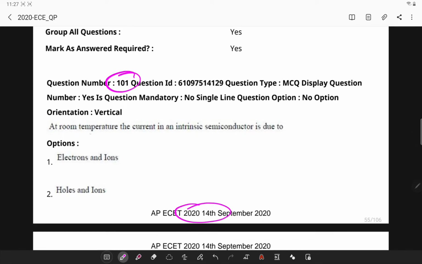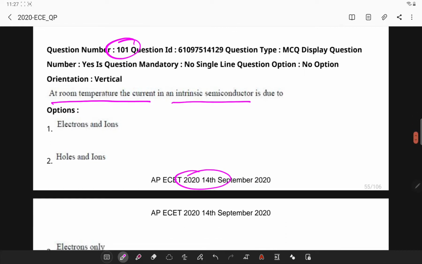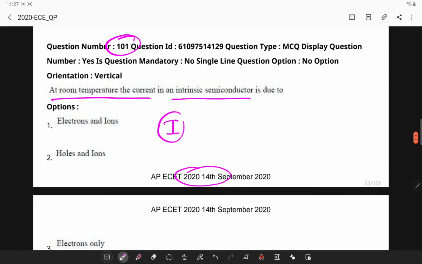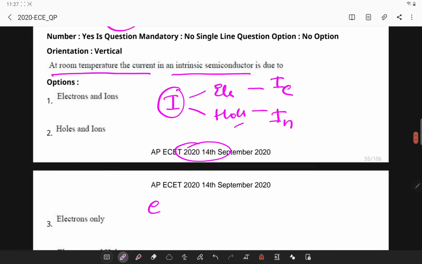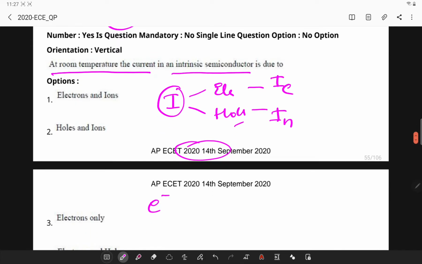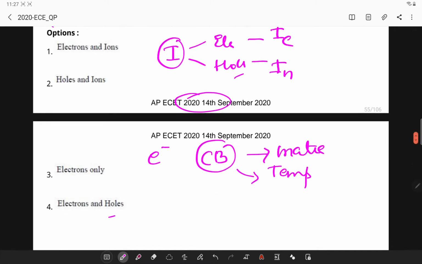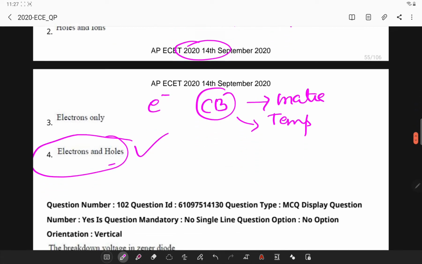So first question: at room temperature, the current in an intrinsic semiconductor will depend on. Remember, the current in a semiconductor is due to both electrons and holes, so you will have electron current and hole current. Also, since the electrons are freed from the lattice positions into the conduction band, they can move throughout the material, and this current will be specifically dependent on temperature. So if you see the options, this is the correct answer.